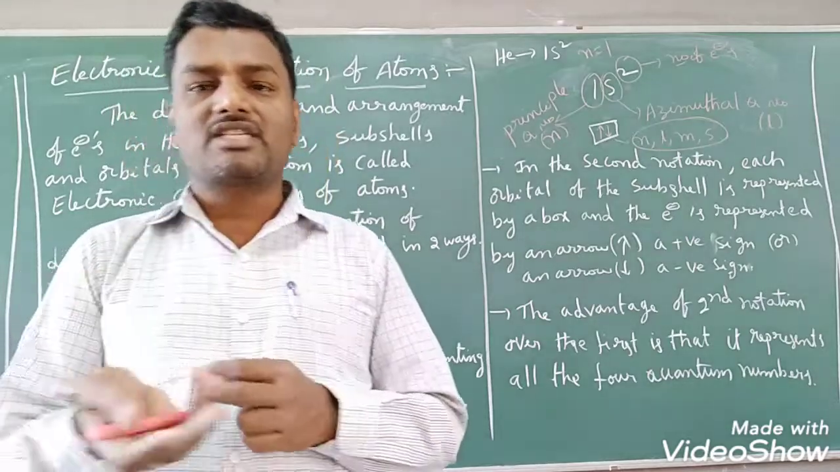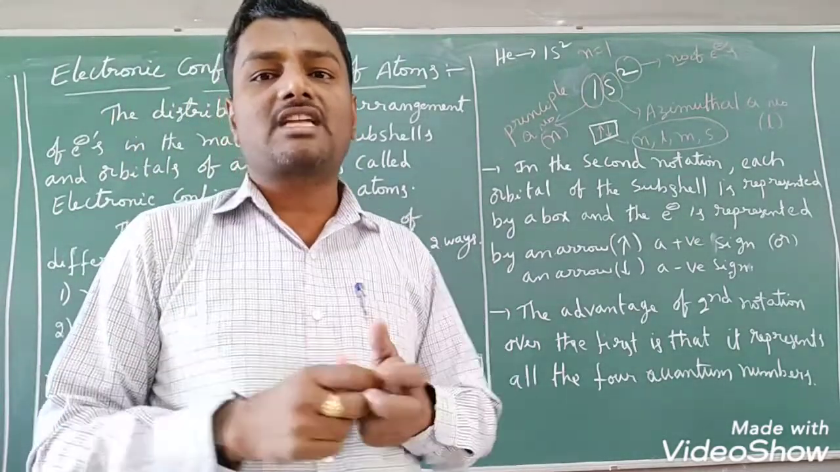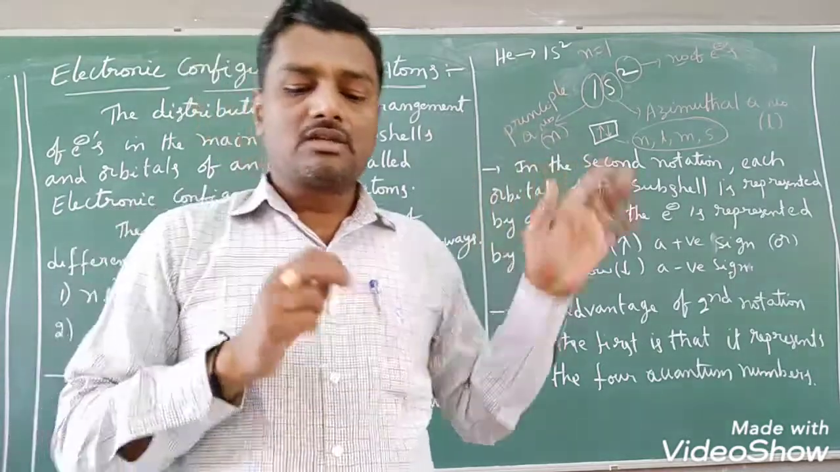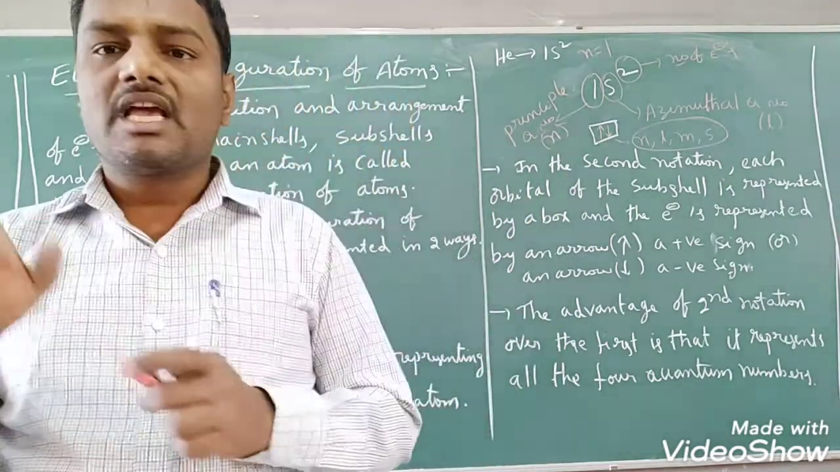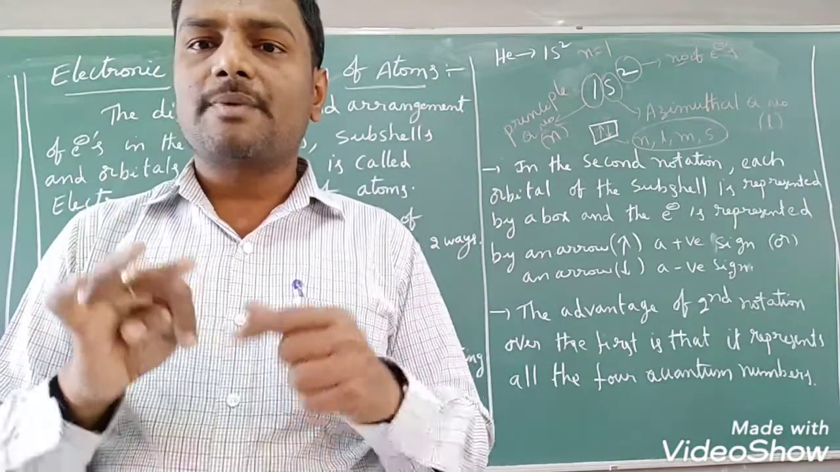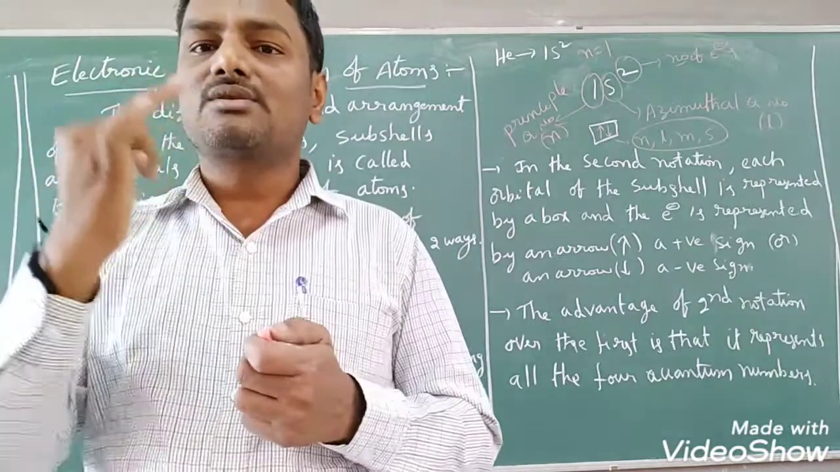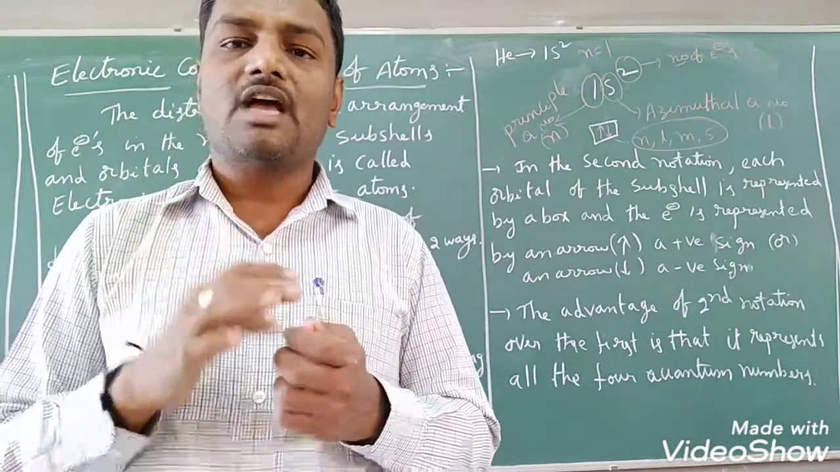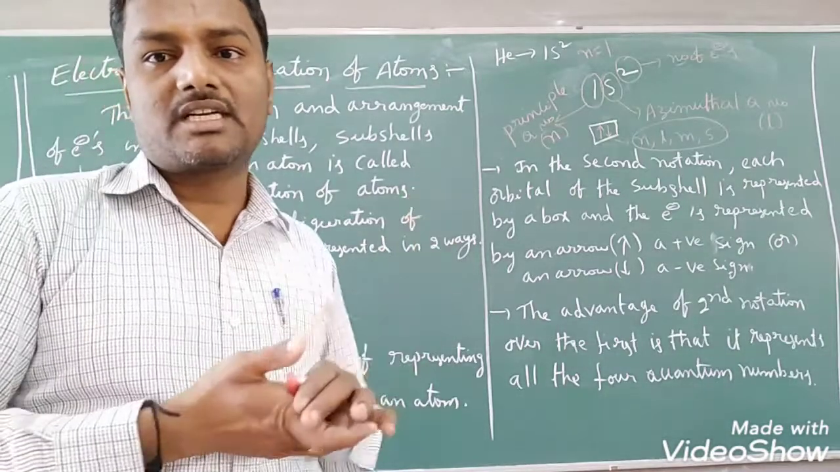That means in main shells or subshells or orbitals, whatever it may be. So how do we distribute the electrons, this is the way we have. The filling of electrons in the orbitals of atoms takes place according to, as we know already, the Aufbau principle, Pauli's exclusion principle and Hund's rule of maximum multiplicity. We will discuss these rules now, students. I hope everybody understood how we represent these electronic configurations.